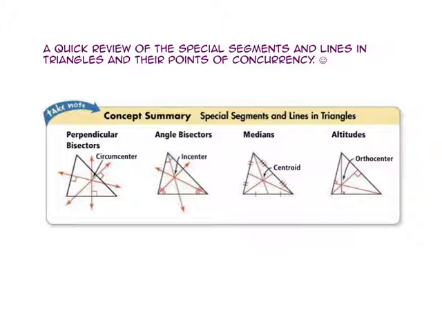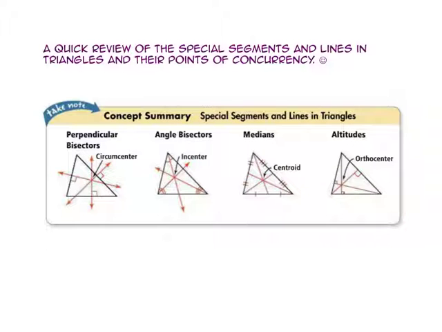Here is a quick review of the special segments and lines in triangles and their points of concurrencies. Remember, the perpendicular bisectors are the segments that are perpendicular and bisect each side of the triangle. Their point of concurrency is called the circumcenter. The angle bisectors of a triangle are the segments that bisect each angle of the triangle. Their point of concurrency is called the incenter.